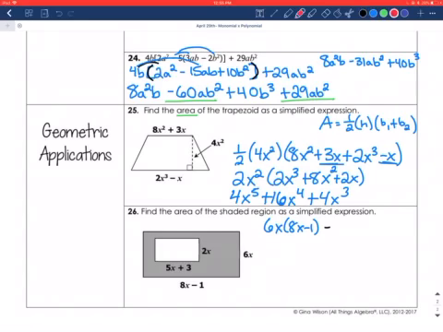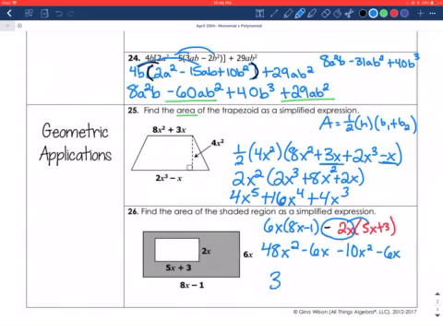Minus 2x times 5x plus 3. There's the area of the smaller rectangle. So that will give us 48x squared minus 6x. And then we're going to distribute this negative 2x all as one thing. So that will be minus 10x squared and then minus 6x. So now all you have to do is combine like terms, and that will be 38x squared minus 12x.